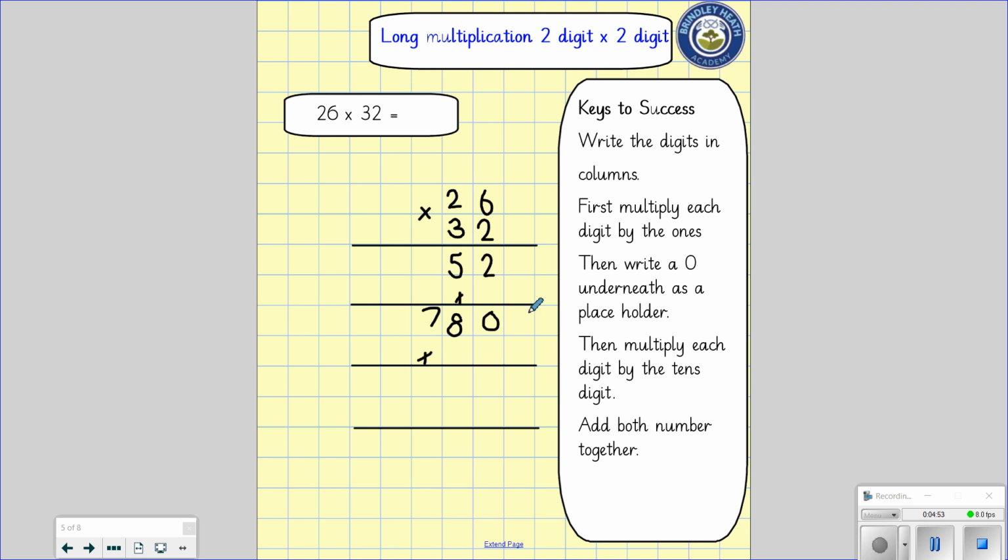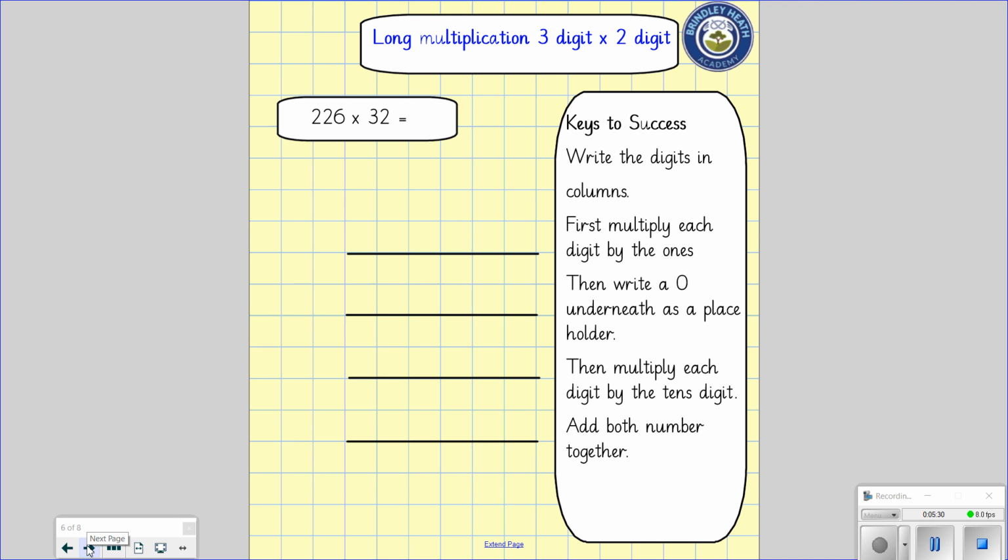The last thing I have to do is to add both of these numbers together. So I've got to do 52 add 780, and to do that I'm going to use my column addition. 2 add 0 equals 2, and 5 add 8 equals 13. There aren't any hundreds here. 7 and that extra 1 gives me 8. So the answer to this calculation is 832.